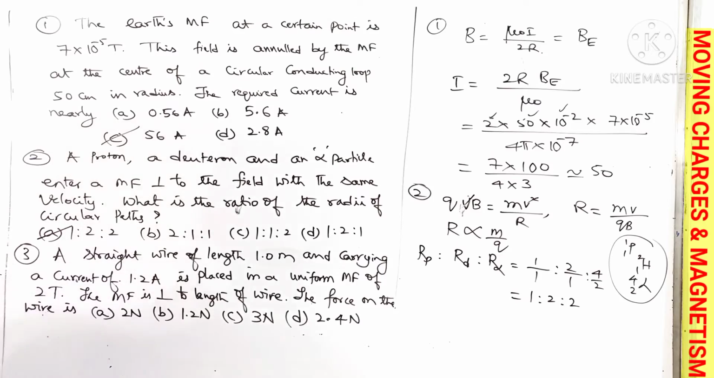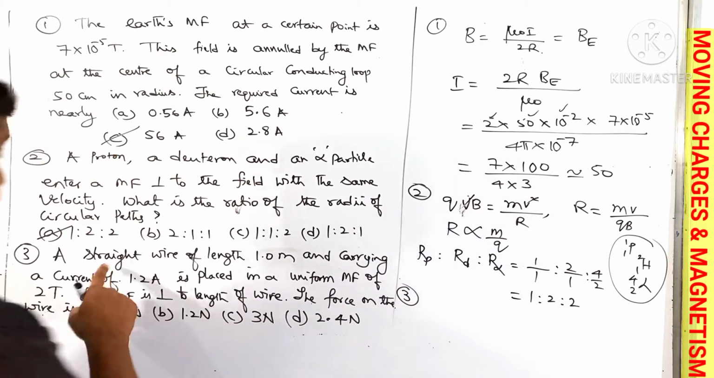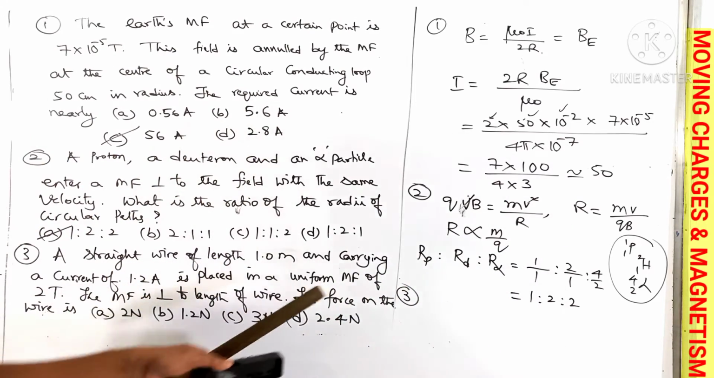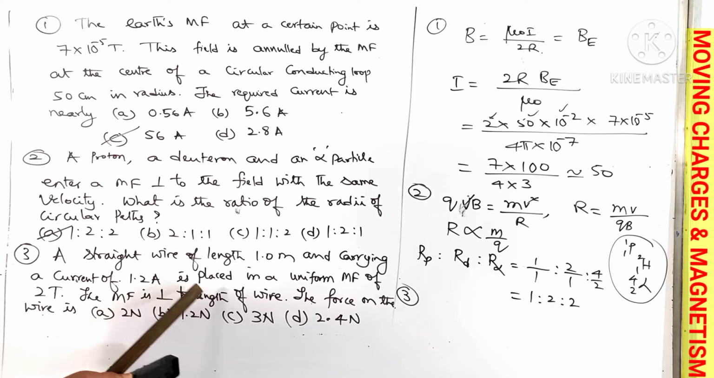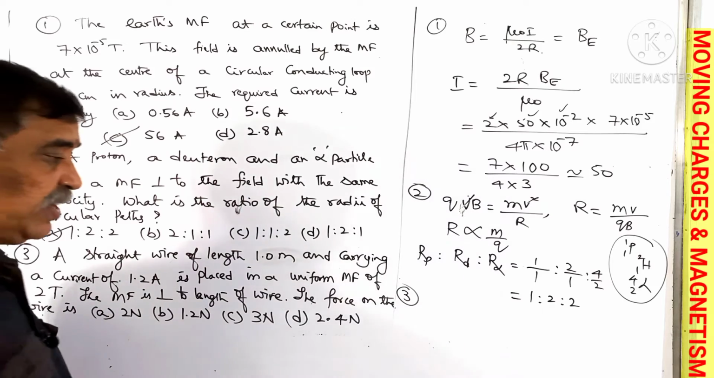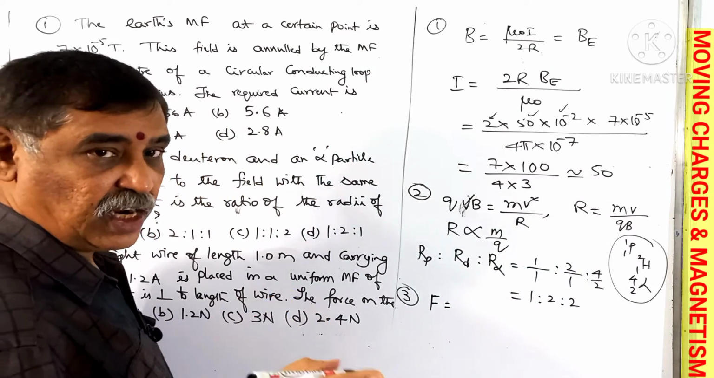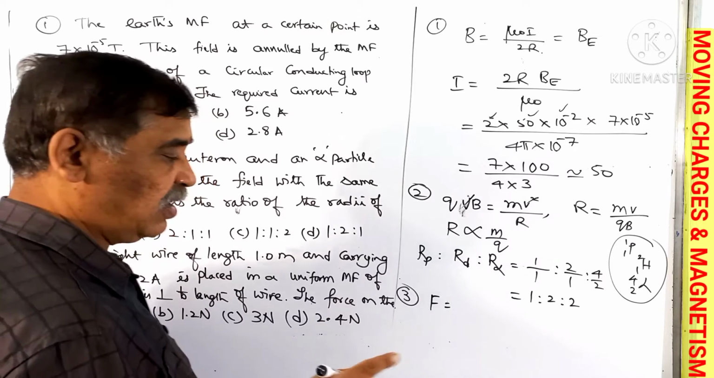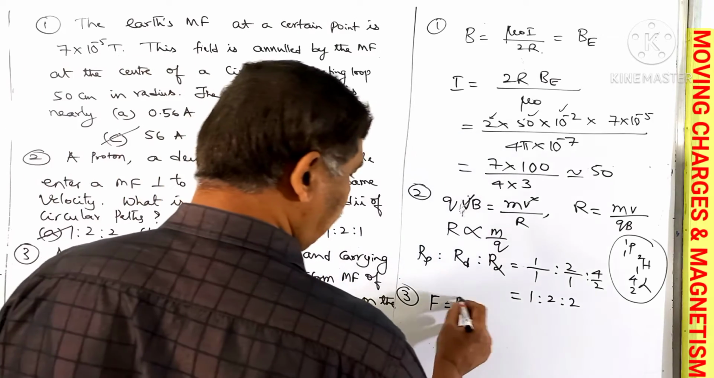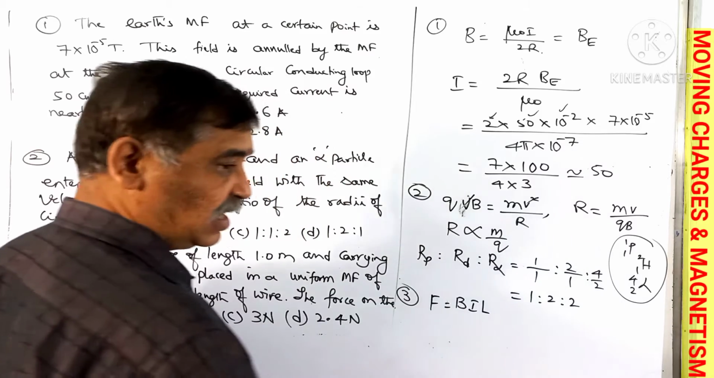This is the answer. The third question is: a straight wire of length 1 meter carrying a current of 1.2 ampere is placed in a uniform magnetic field of 2 Tesla. The magnetic field is perpendicular to the length of the wire. The force on the wire is? This is also one of the previous CET papers. So force on a straight conductor carrying current when placed in a magnetic field, the equation of the force is F is equal to BIL sin theta.